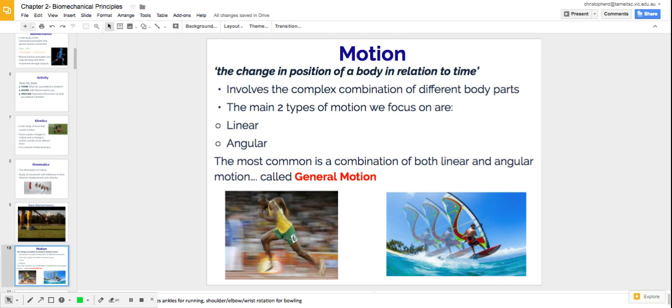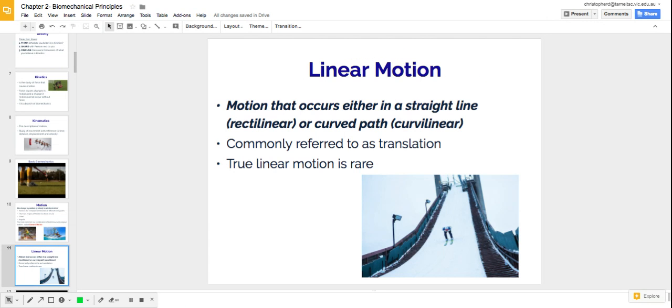One of the first parts we look at is motion, okay, which is movement. So it's a change in position of a body in relation to time. Okay, so it involves a complex combination of different body parts, and the main two that we focus on are linear and angular motion. We have this thing called general motion, which is essentially the combination of both of those. And most movements are a combination of both linear and angular.